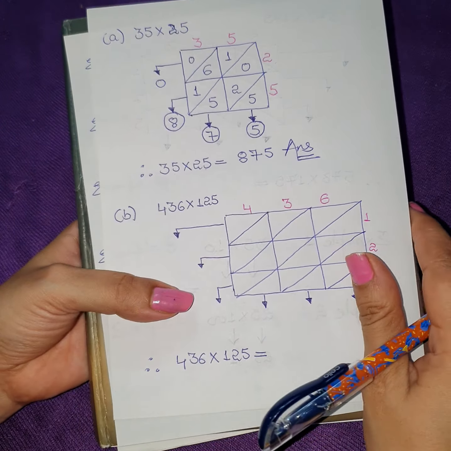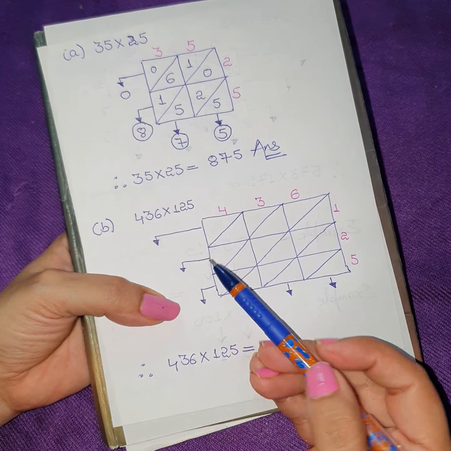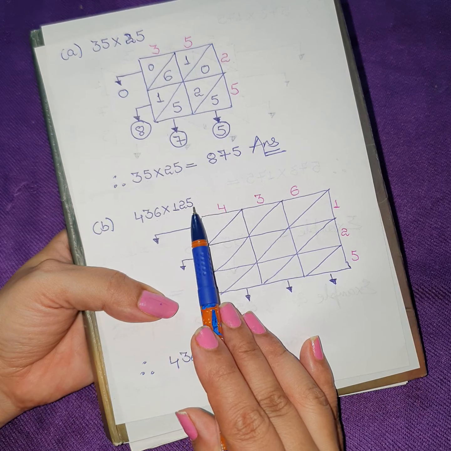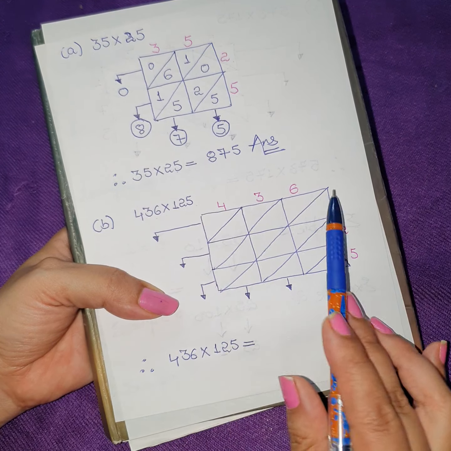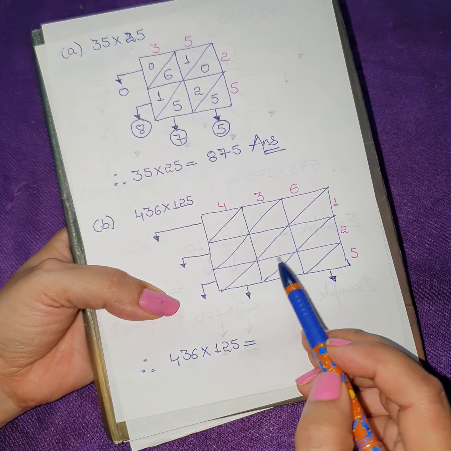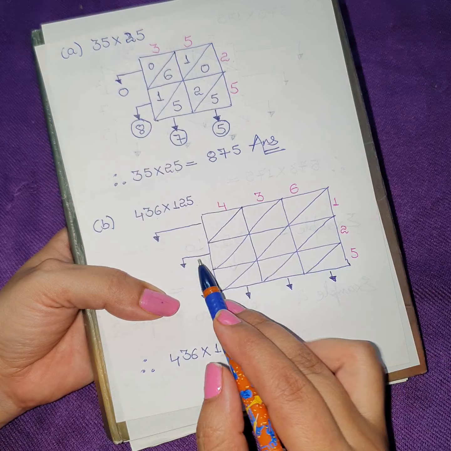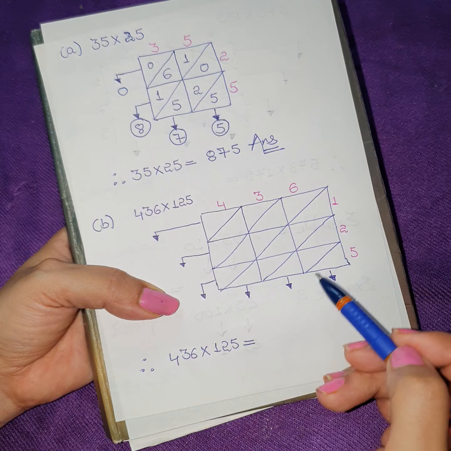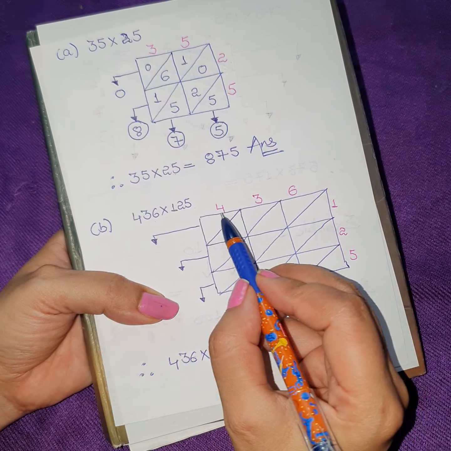Now pay attention to the B part, where I have given you 436 to multiply by 125. Again I have already prepared the blank format, 3 vertical columns and 3 horizontal rows, and then I have drawn the slanting lines. Now I will start multiplying.